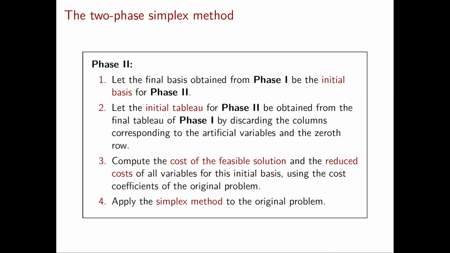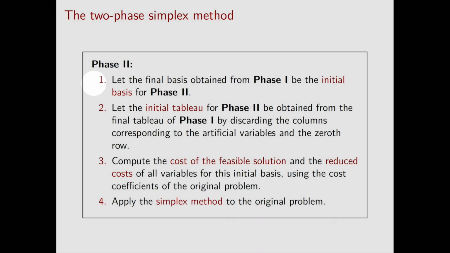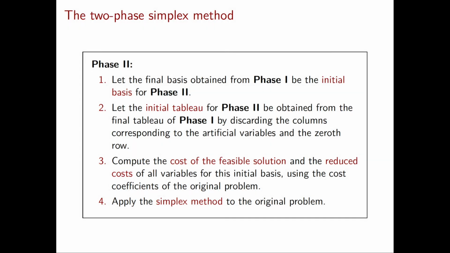Once this is done, we can finally go to phase 2. The final basis obtained from phase 1 is our initial basis for phase 2, and we need to form the initial tableau for phase 2. This is obtained from the final tableau in phase 1 by discarding the columns corresponding to the artificial variables and the zeroth row. We compute the new zeroth row by computing the cost of the feasible solution and the reduced costs of all the variables for this initial basis. Of course, we have to be careful to use the cost coefficients of the original objective function. Finally, we apply the simplex method to the original problem.